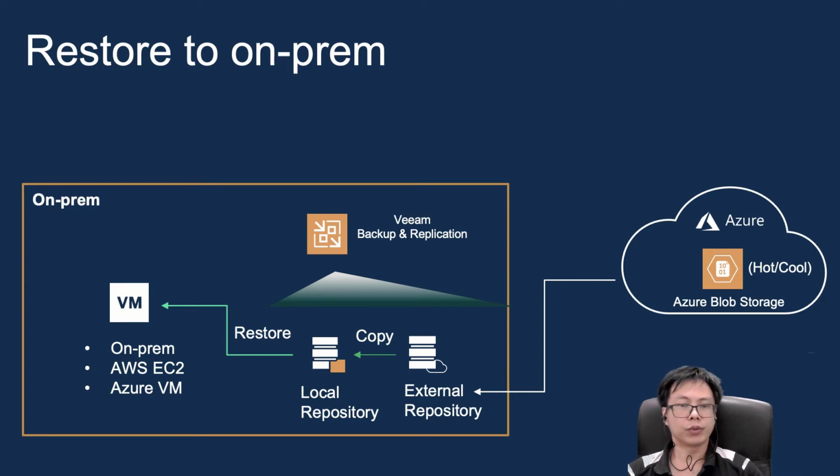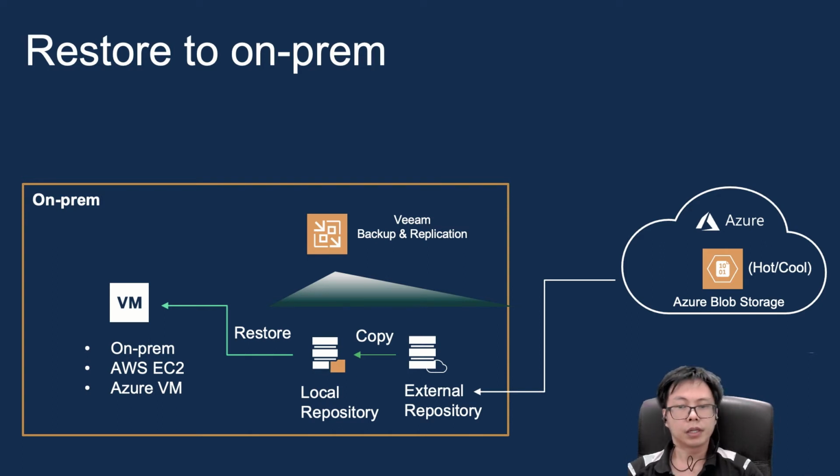So this is where you use the Veeam console to connect to Azure Blob Storage. Once you have connected to the Azure Blob Storage, you're able to configure a policy to make a copy of your backup data from the Azure Blob back to local repositories. All right. So once you have transferred to local repositories, you have options to restore as virtual machines on-premises, or you can restore directly to AWS as virtual machines or to Azure virtual machines.